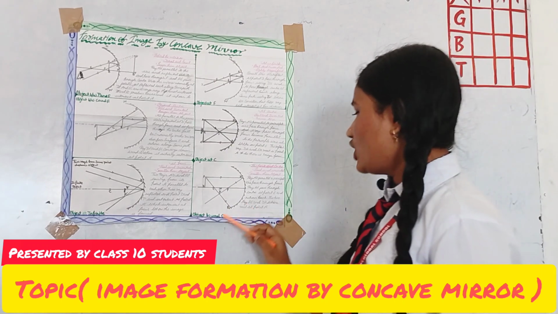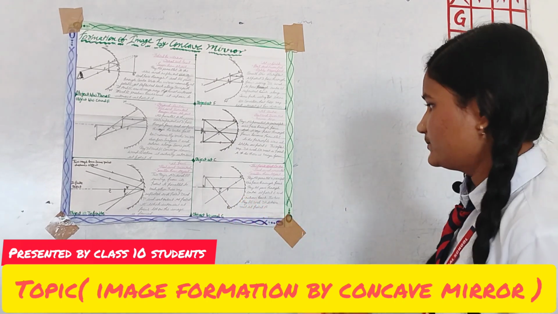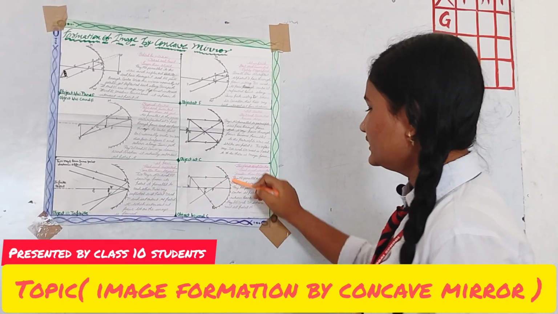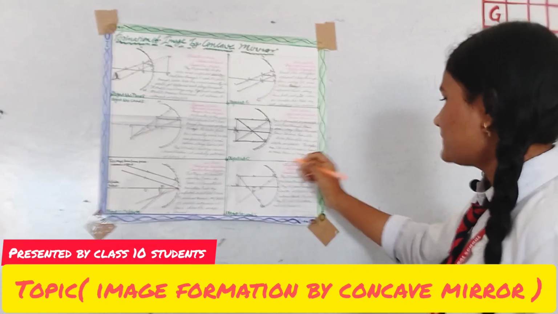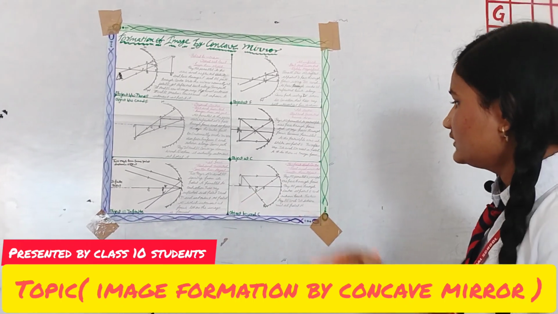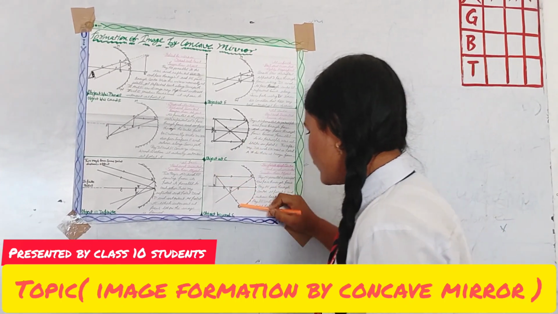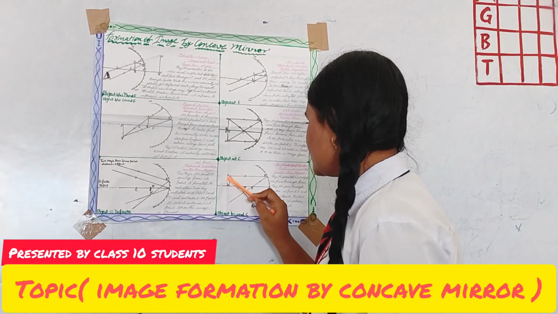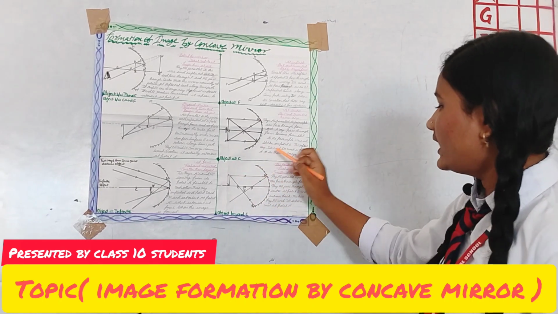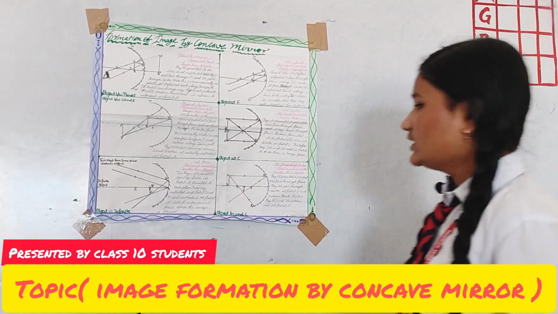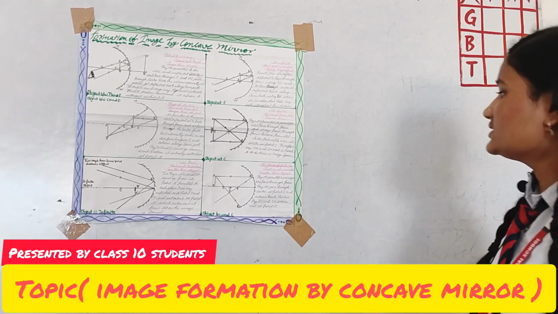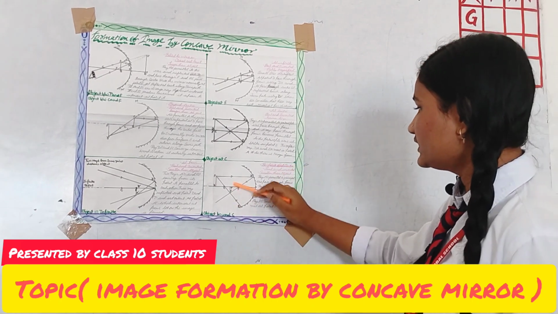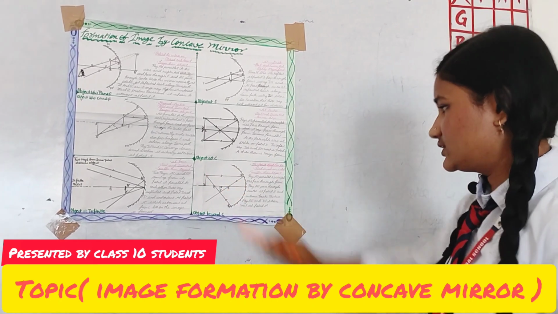Fifth case, when the object is placed beyond the center of curvature. The first ray of light, which is AD, is parallel to the principal axis and it reflects at point D and passes through the focus. And the second ray of light, which is AE, passes through the center of curvature and bounces back along the same path. We can see that these two rays, AD and AE, intersect at point A dash where the image is formed. The image is formed between the focus and center of curvature and it is real and inverted and smaller than the object.